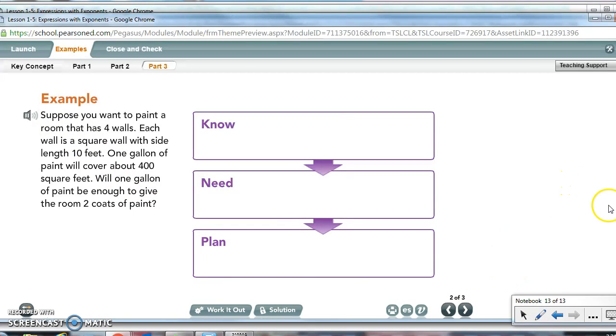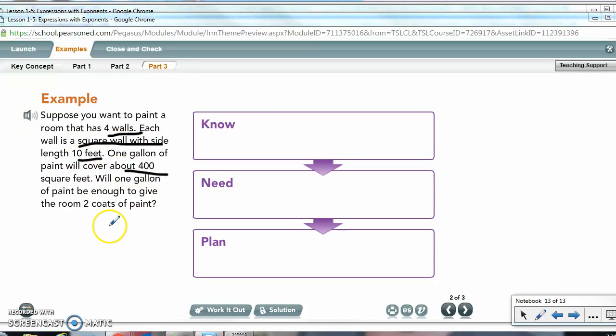Suppose you want to paint a room that has 4 walls. Each wall is a square wall with side length 10 feet. 1 gallon of paint will cover about 400 square feet. Will 1 gallon of paint be enough to give the room 2 coats of paint? So we know that we have 4 walls.